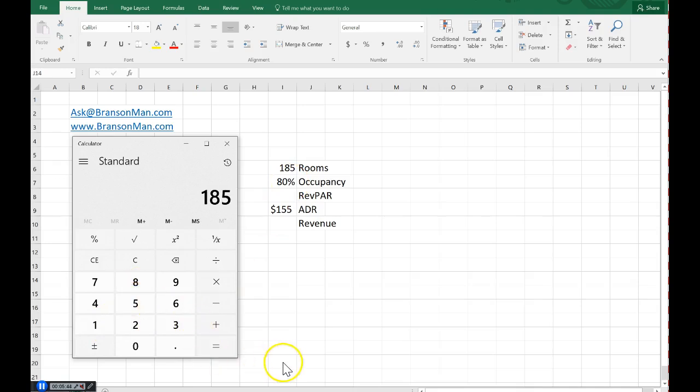Let's do this, 185 rooms. If it were 100% full, how many rooms would be sold? Well, it would be 185. So on a calculator, you would say 185 times 100%. 100% written as a decimal is 1.